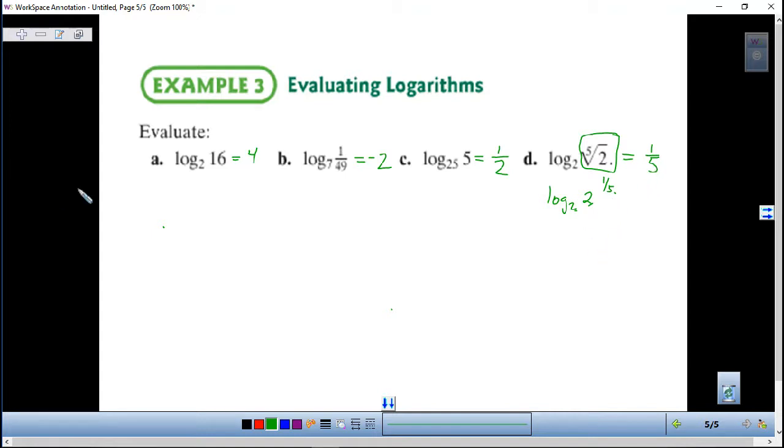Because remember, what are we asking? If we have log base 2 of 2 to the 4th, I'm saying what power do I have to raise 2 to get 2 to the 4th? Well, I've already got the power right there. So I don't have to figure anything out. I already know what power I have to raise this base to get this number, the 4th power. As long as those bases match, the exponent is the answer.